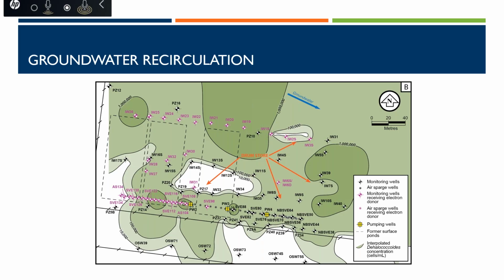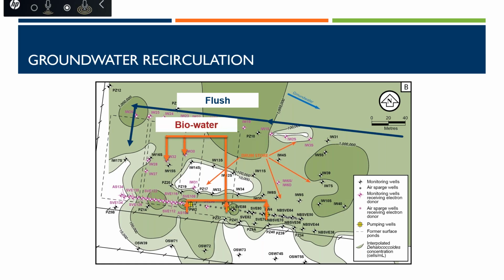So how do we overcome this issue? Well, the site manager decided to design a groundwater recirculation system. In short, flush water was pumped from a non-source area well and injected at an upgradient edge of the former surface ponds. Then biowater with high Dehalococcoides concentrations was extracted from 3 source area pumping wells and re-injected into 2 injection wells just upgradient of the inhibited area.